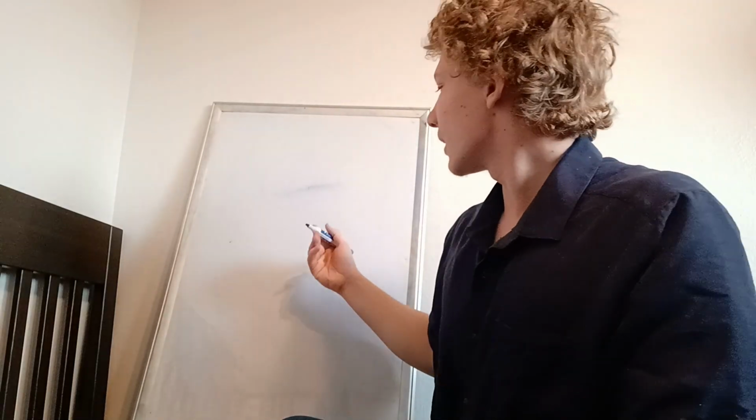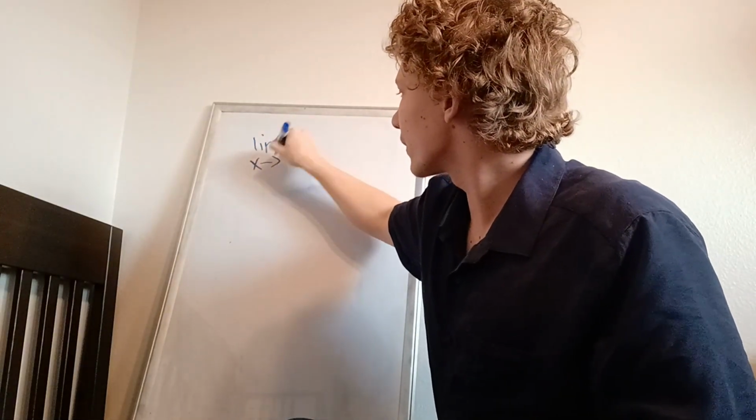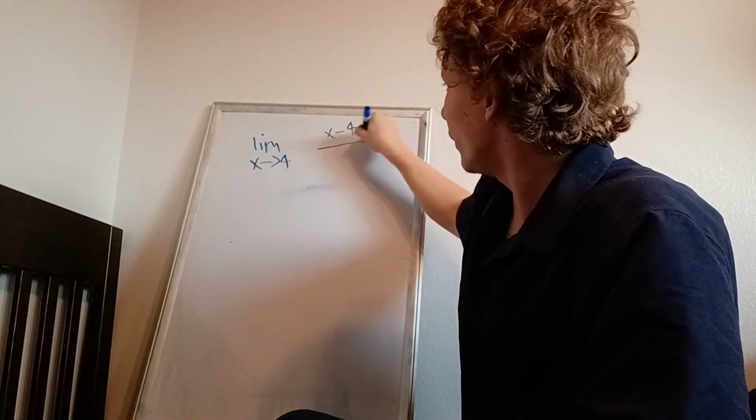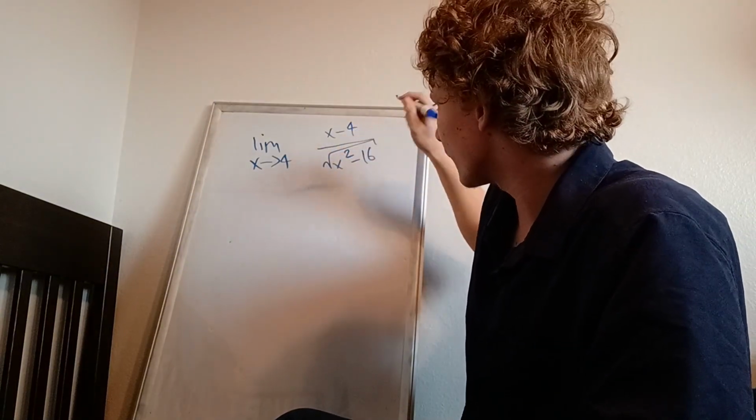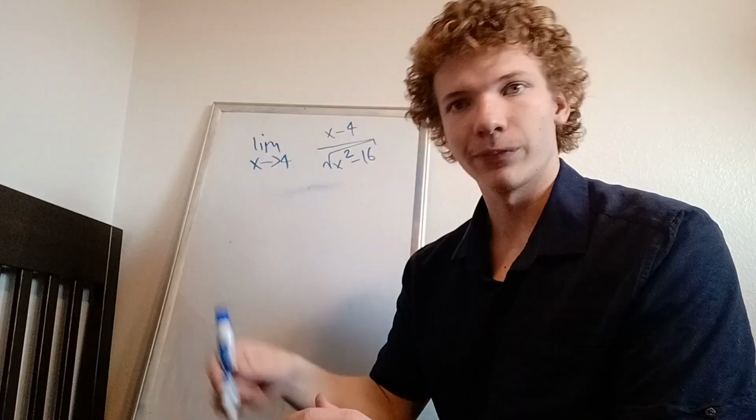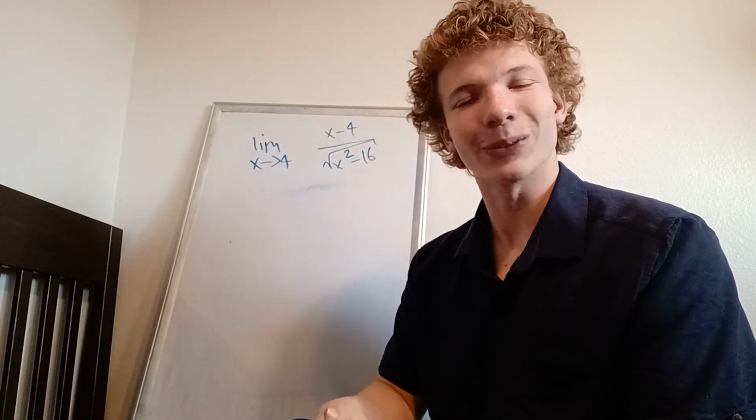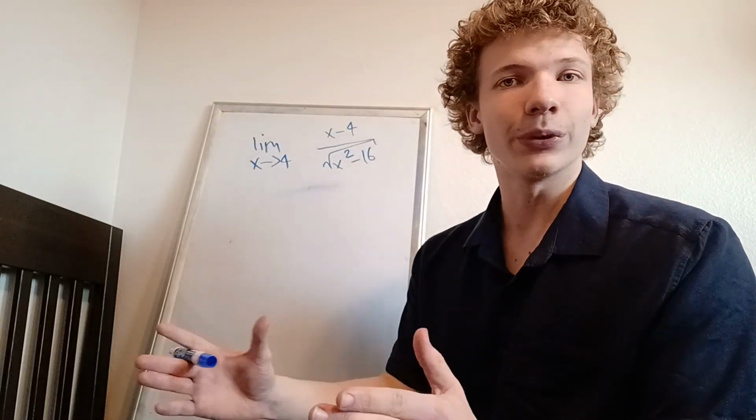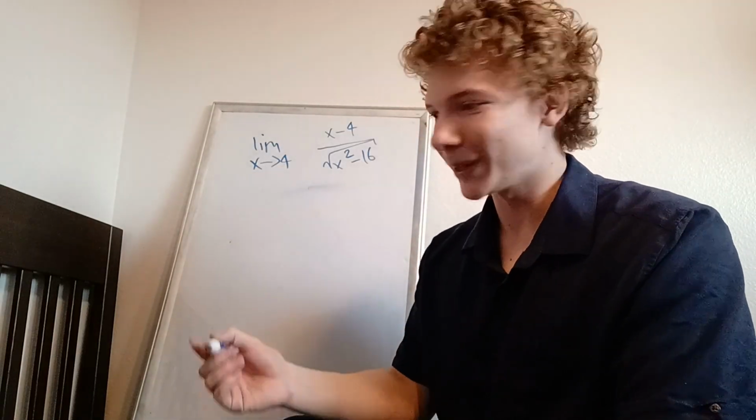So for our last question, let's make it a little bit more challenging. I'm going to ask you to evaluate the limit as x approaches positive 4 of x minus 4 over the square root of x squared minus 16. Now, what is this going to be? Feel free to pause it and try it on your own. I encourage you to. I think you really can with the skills that you've learned from the last problem. But if you have already tried that, all right, let's go ahead and get started.